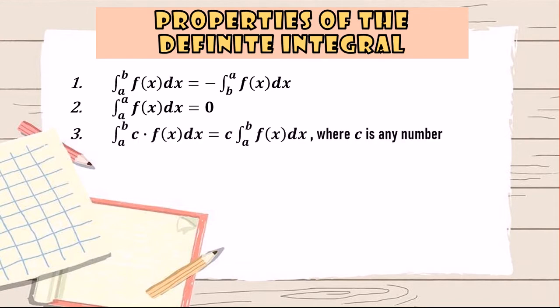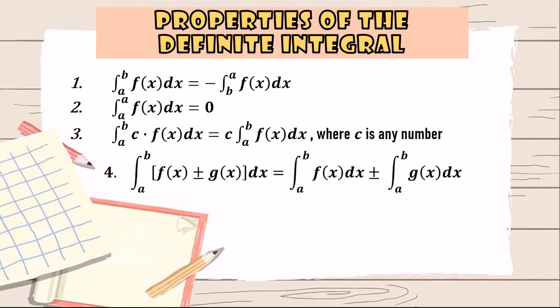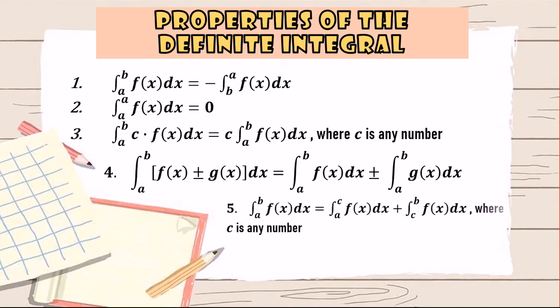The third property: as with limits, derivatives, and indefinite integrals, we can factor out a constant. The fourth property: we can break up definite integrals across a sum or difference. The fifth property is more important than we might realize at first. One of the main uses of this property is to tell us how we can integrate a function over the adjacent intervals [a, c] and [c, b]. Note, however, that c doesn't need to be between a and b.